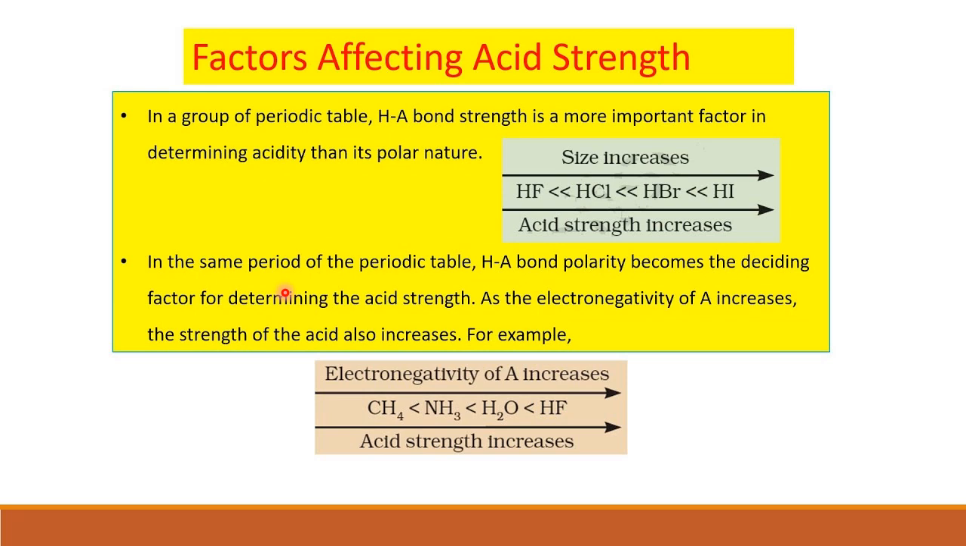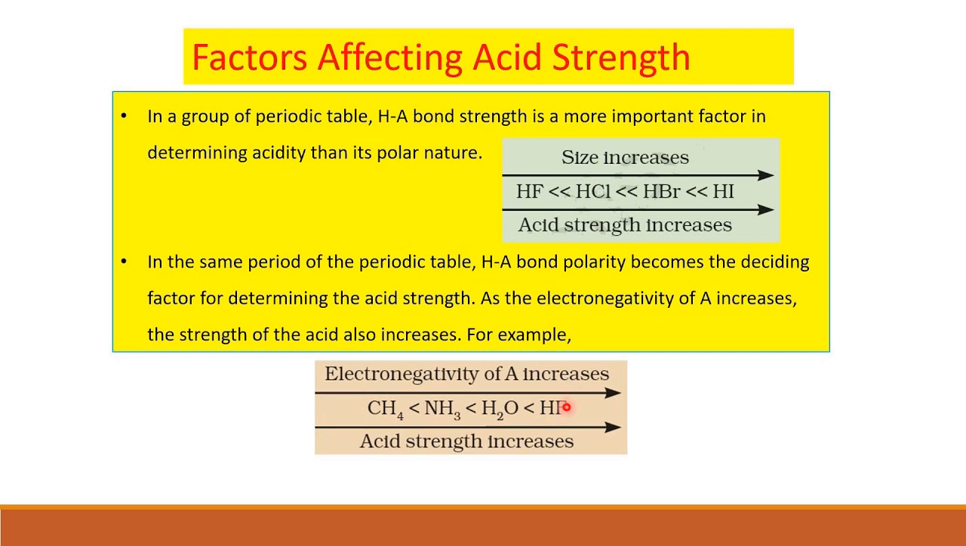Okay, right. And second factor is what? Electronegativity or the polarity. Okay, you see here CH4, NH3, H2O, HF. C is the member of 14th group. N is the member of 15th group. O is the member of 16th. F is the member of 17th. So all these are from 14 to 17. So electronegativity increases. What happens when the electronegativity increases?